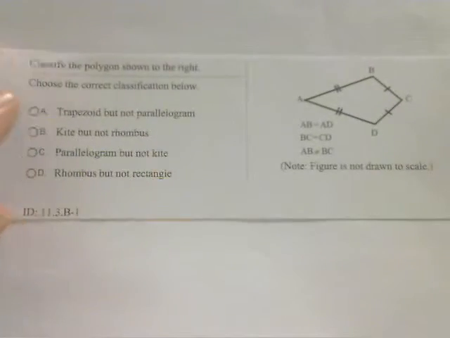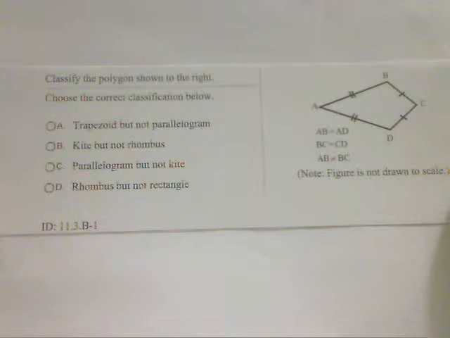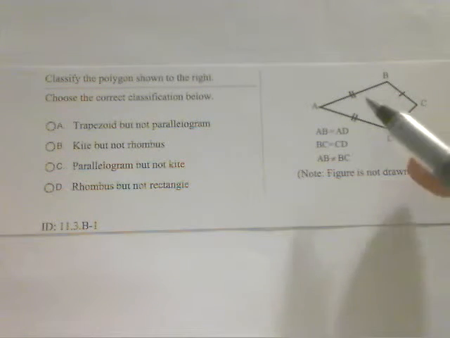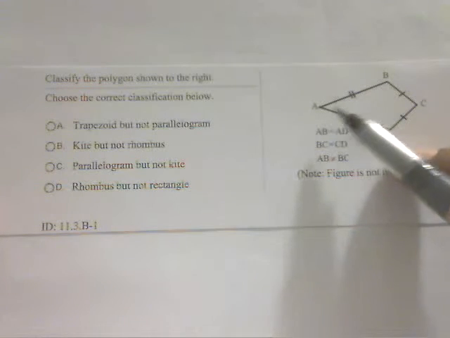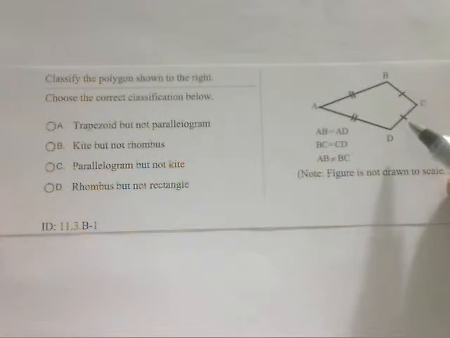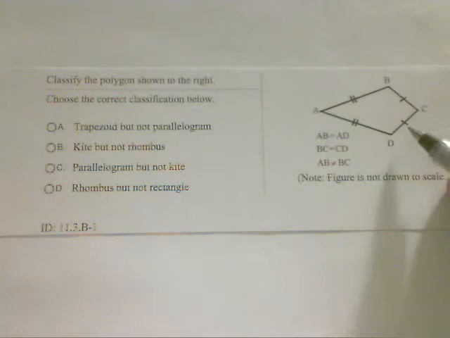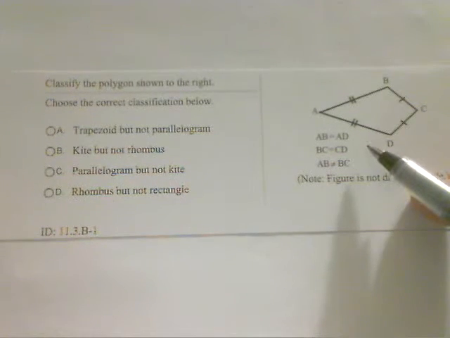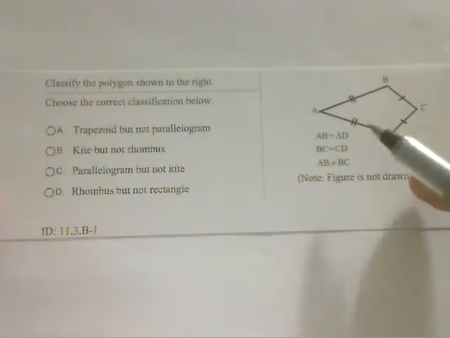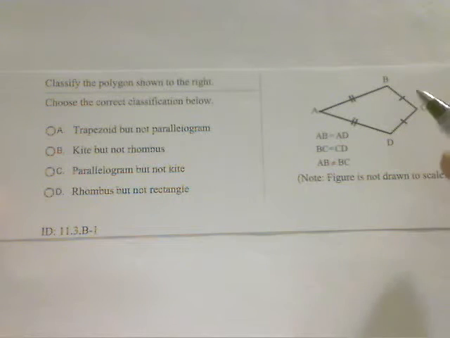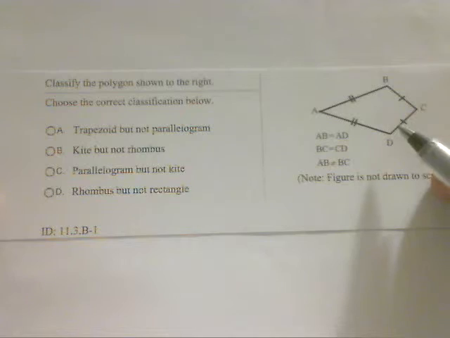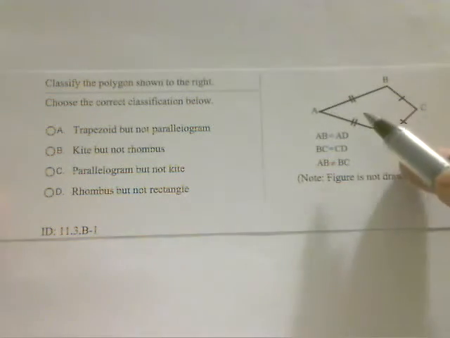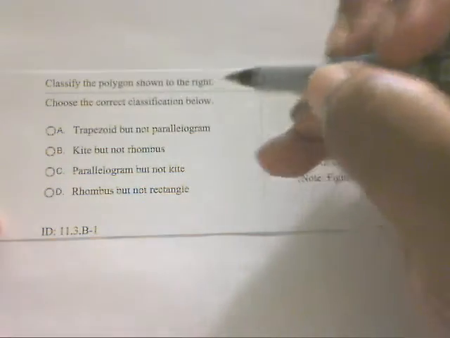Problem number 5. Classify the polygons shown at the right. Here's a polygon, a 4-sided figure. Notice in this case you have 2 adjacent sides that are congruent and another pair of adjacent sides that are congruent to each other. So this would classify, if you recall, a kite. The definition of a kite is a quadrilateral where 2 adjacent sides are congruent and another pair of adjacent sides are congruent as well. So here is a kite, but not a rhombus.